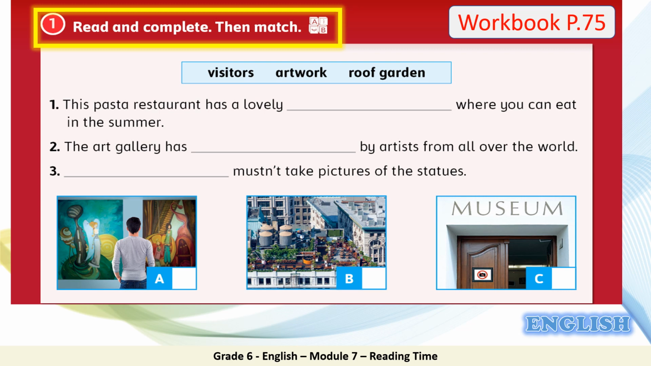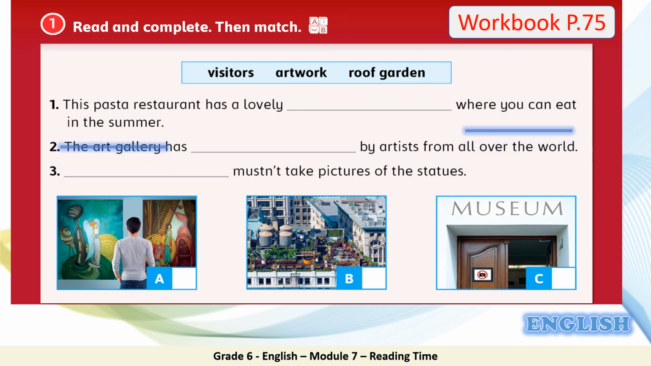This pasta restaurant has a lovely space where you can eat in the summer. Yes, this part is the clue, is the key to the answer. Where can we eat in the summer? Well done. On the roof garden. In the roof garden. Now let's match this sentence to the picture. Which picture is this? Correct. B. So picture B with sentence number 1.